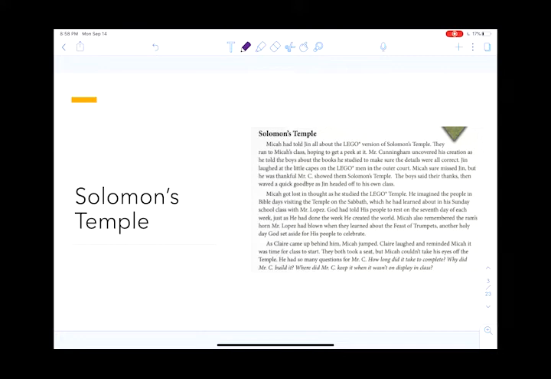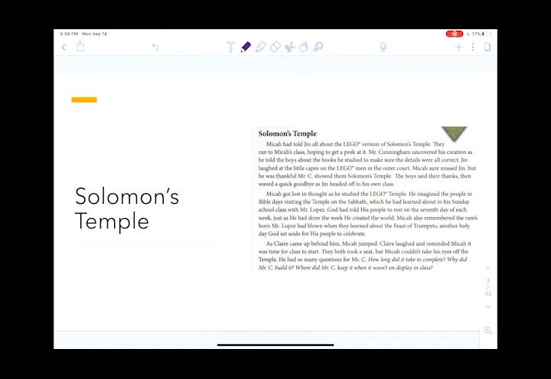just as he had done the week he created the world. Micah also remembered the ram's horn Mr. Lopez had blown when they learned about the Feast of Trumpets, another holy day God set aside for his people to celebrate.